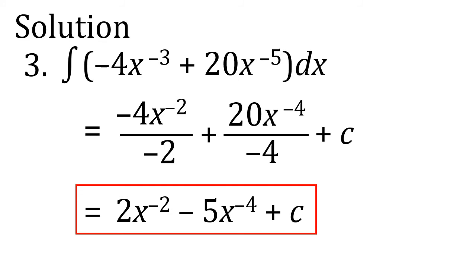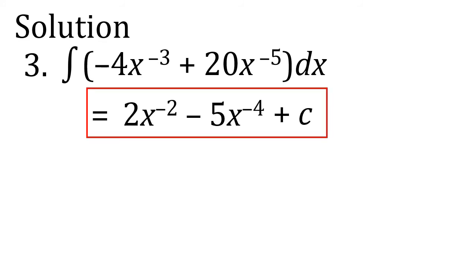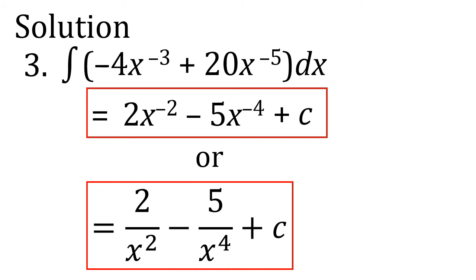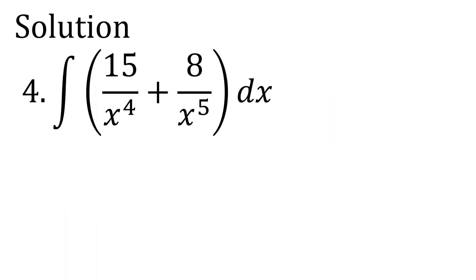Very good. We can actually express our answer in a different way, since we have negative exponents here. This can be expressed as 2 over x squared minus 5 over x to the 4th plus c. If your answer is this, it is also correct. Next, number 4. Integrate 15 over x to the 4 plus 8 over x to the 5th dx.